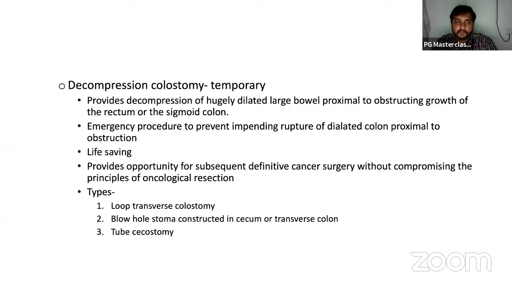Decompression colostomy, which is temporary, provides decompression of hugely dilated large bowel proximal to an obstructing growth of the rectum or the sigmoid colon. It is an emergency procedure to prevent impending rupture of the dilated colon proximal to the obstruction. It is a life-saving procedure, and it provides for subsequent definitive surgery without compromising the principles of oncological resection if required. The types of decompression colostomy done are loop transverse colostomy, blowhole stoma constructed in the cecum or transverse colon, and tube cecostomy.